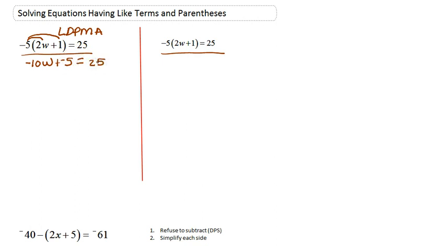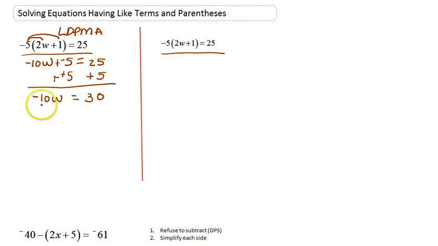Now if you remember from the last video, we need to undo in the opposite order that we do. So we're going to undo addition first. So I need to subtract a negative 5 from both sides. Well, subtracting a negative 5 is really adding a positive 5. So I'm going to add 5 to both sides of my equal sign. And I get negative 10w equals 30.